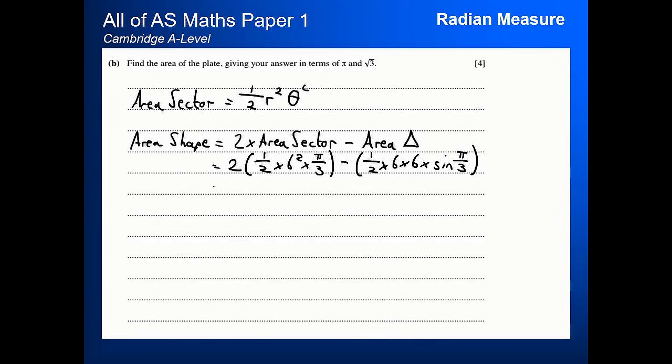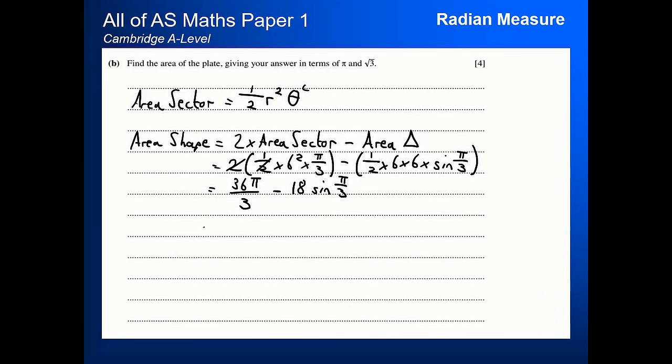Okay, so if we then simplify this down a bit, 2 times a half cancels, so that's good. So we get 36 pi over 3, which will simplify further later on. And if we look at this part, 6 times 6 is 36. 36 divided by 2 is 18. So we get 18 sine pi over 3.